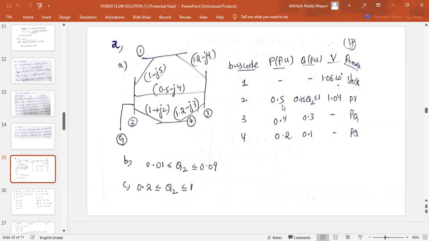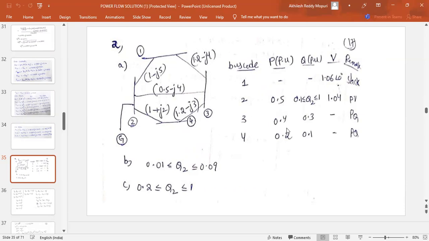Bus number 2, P is given as 0.5 and voltage is given 1.04 and Q range is given. Whenever I said PV bus, they can give without Q range. You should proceed like the previous problem. Here they had given PV bus with Q2 range. Okay, let us see how to solve this. Now they had given P, they had given Q. So third bus is a PQ bus. Fourth bus is also a PQ bus.